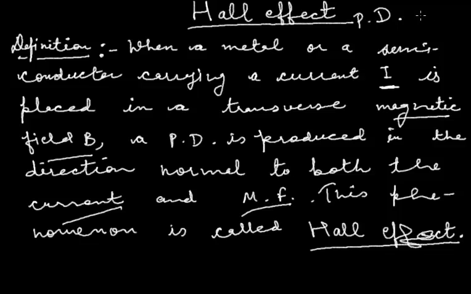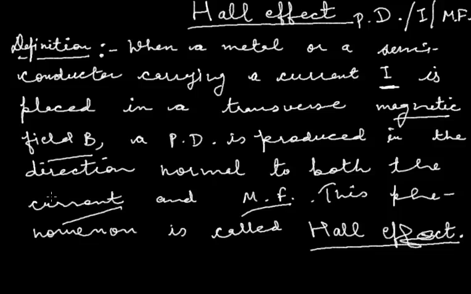So we'll have three directions. One is for potential difference, second is for current, and third is for magnetic field, in X, Y, and Z, three directions, right? This phenomenon is called Hall effect. So this is Hall effect.